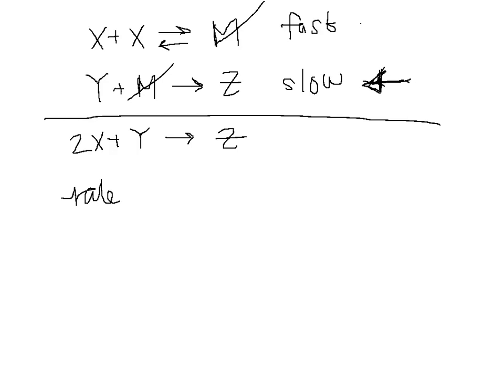So rate is going to equal K times the concentration of X, and since there's two of them, we have 1, 2, then it's going to be X to the second power times 1 Y.